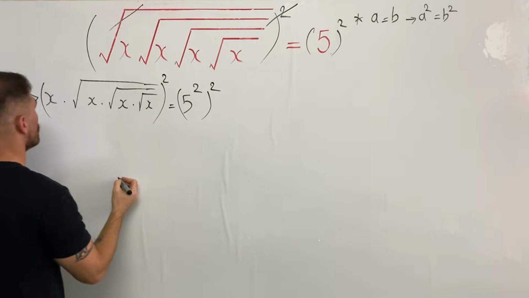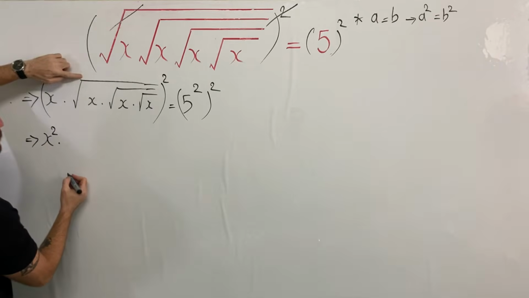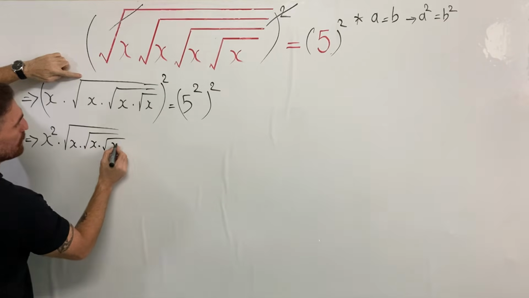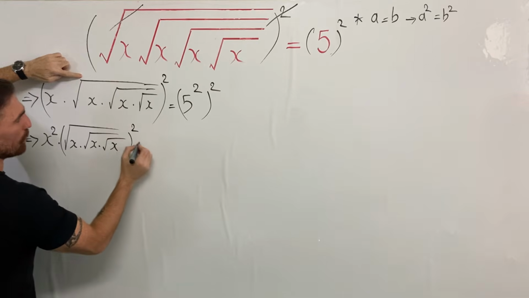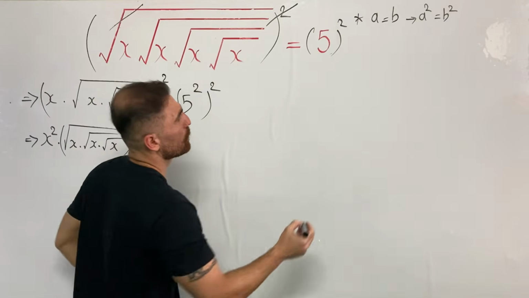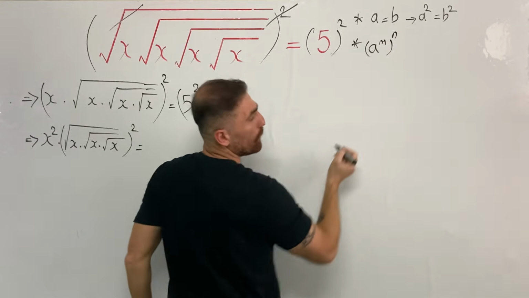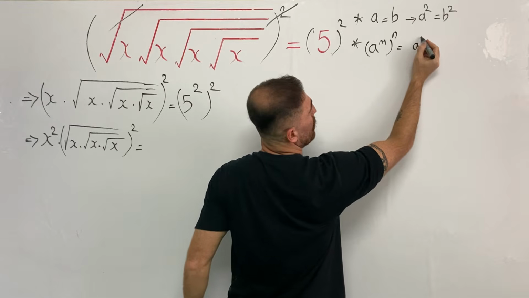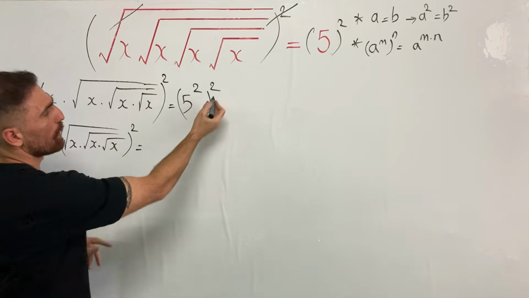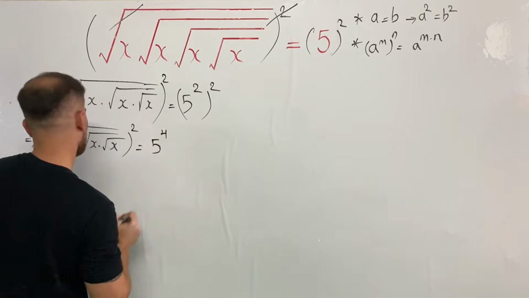Right side to the power of 2. X to the power of 2, let me write it, times this expression, which means x times second root of x times second root of x to the power of 2 equals 5 to the power of 2 raised to the power of 2. Now we need an exponential rule that says a to the power of m raised to the power of n can be written as a to the power of m times n. So 5 to the power of 2 whole of it raised to the power of 2 can be written as 5 to the power of 2 times 2 or 4.